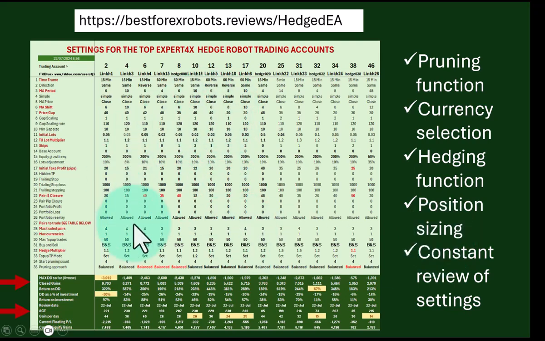And all of these things are reflected in the settings as they are at the moment. And then we constantly review the settings. This weekend, I reviewed 50 of the hedged EA settings and made changes to improve income but reduce risk.